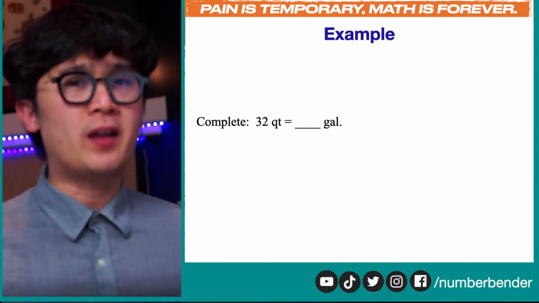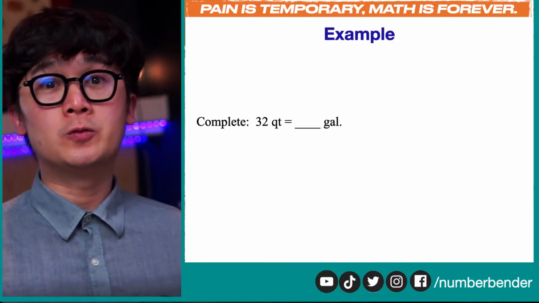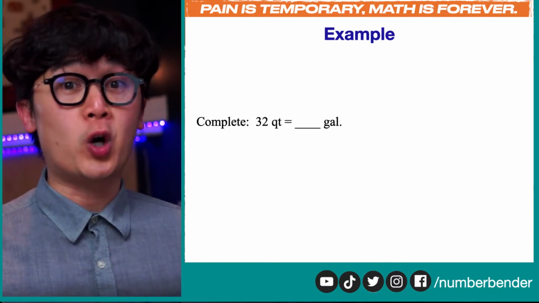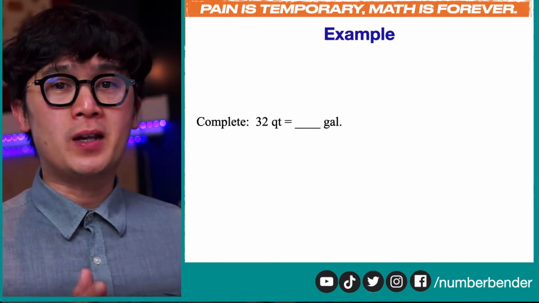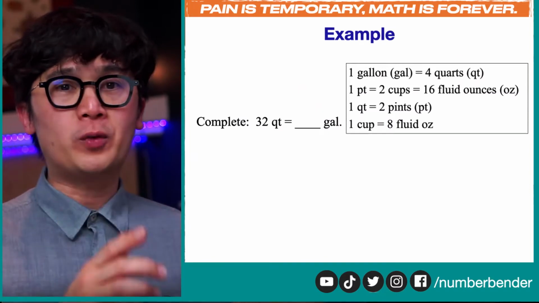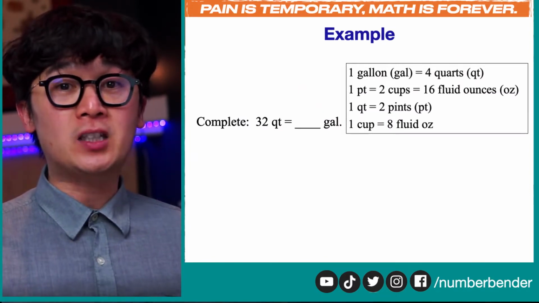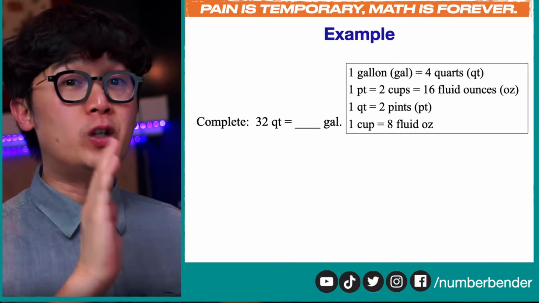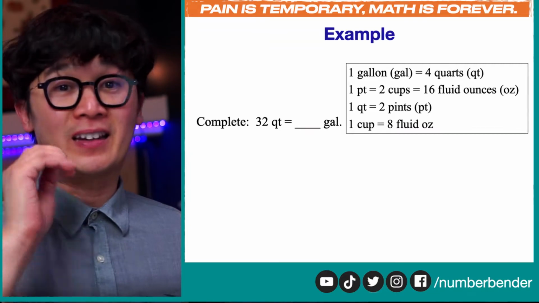So let's start with converting quarts into gallons. We have 32 quarts, and let's see how we're going to find the unit of measurement when it's in gallons. So we need our cheat sheet, and all we need to do is use the cheat sheet to produce our conversion factor that we will multiply to 32 quarts so that we can change it into gallons.